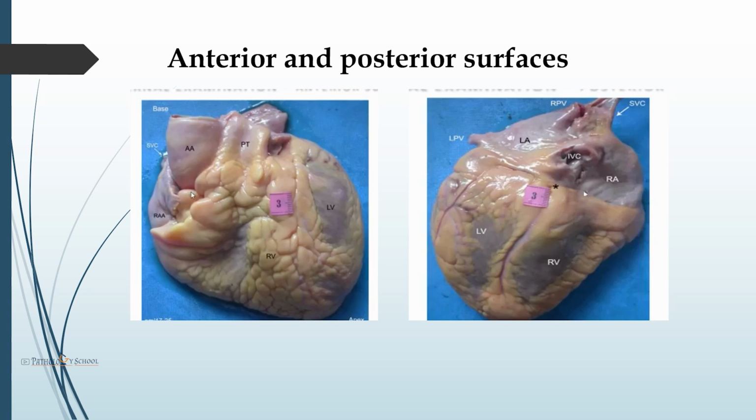Surfaces of the heart: we have anterior and posterior surfaces. On the anterior surface, we can see vessels including the ascending aorta and pulmonary trunk, the right atrial appendage, and mainly the right ventricle and left ventricle. On the posterior surface of the heart, we can see the superior vena cava, inferior vena cava, pulmonary veins, left atrium and right atrium, mainly the left ventricle and right ventricle. Also, we can see the coronary sinus, which is situated longitudinally in the posterior atrioventricular sulcus.